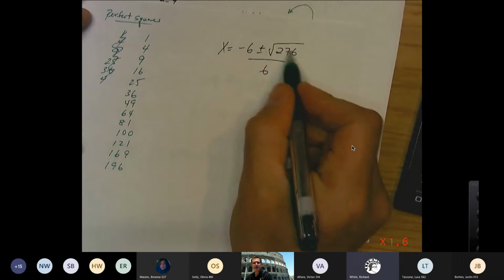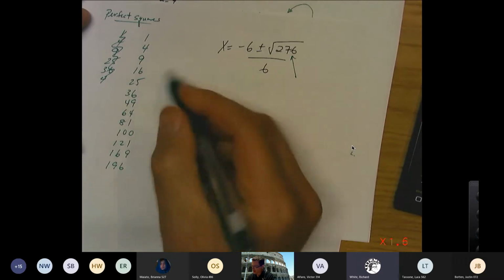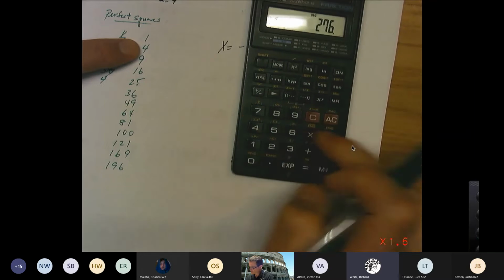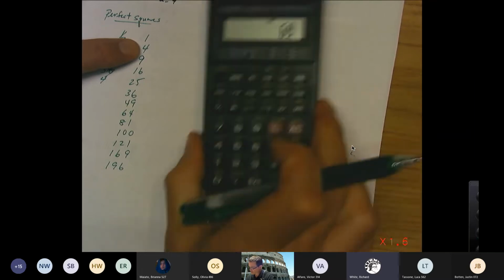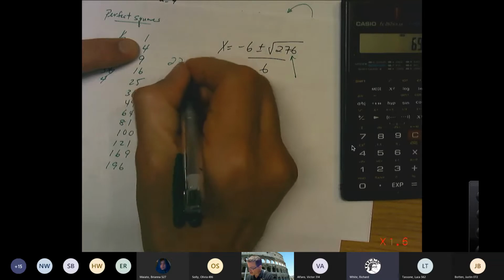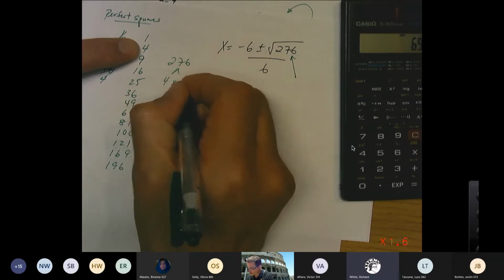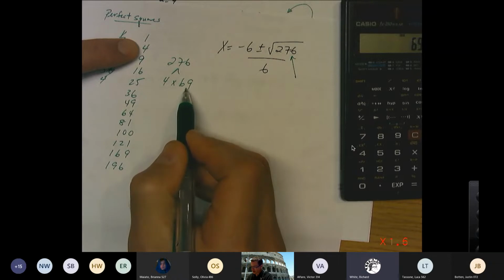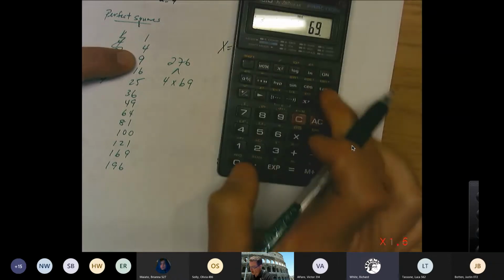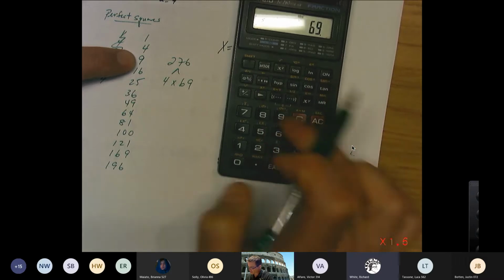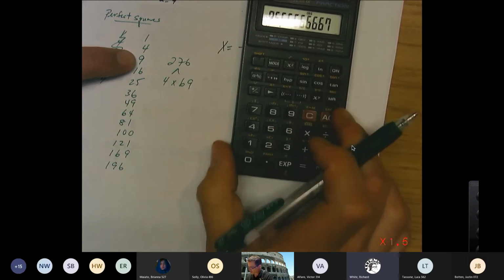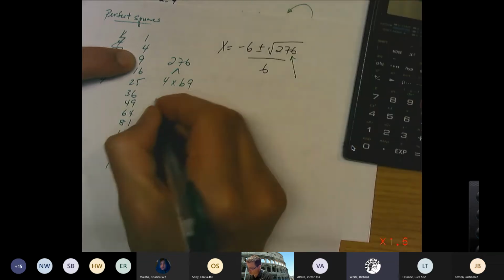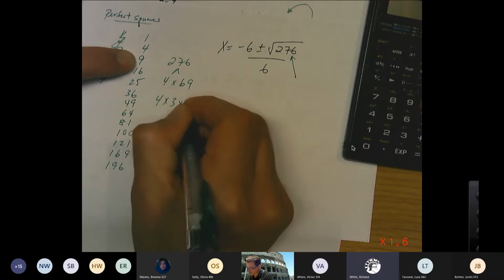So I'm looking at this and I'm thinking, does it divide by any of these? I'm going to try to see if it divides by 4. 276 divided by 4. It does. So 276 is 4 times 69. Now, does 69 divide by anything? I wonder if 69 divides by 9. I don't think it does. No, I don't think 69 divides by 9, but it divides by 3: 23. So this would be 4 times 3 times 23.